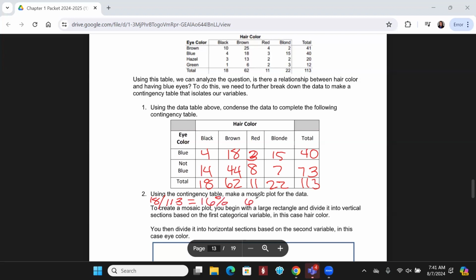Okay. What about 62 out of 113? All right, so we're going to say 55%. Okay. What about 11 out of 113? All right, about 10%. And then 22 out of 113. 19%. Okay, so what we did was we found the percentages for each one of the hair colors. Everybody okay on that?